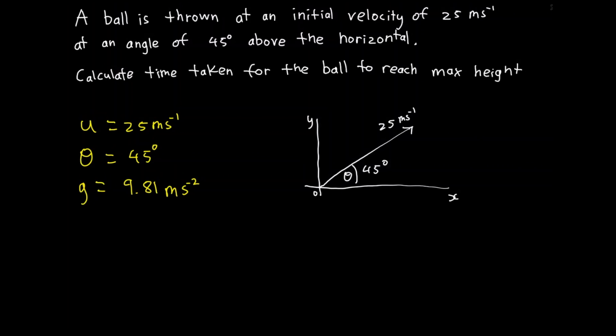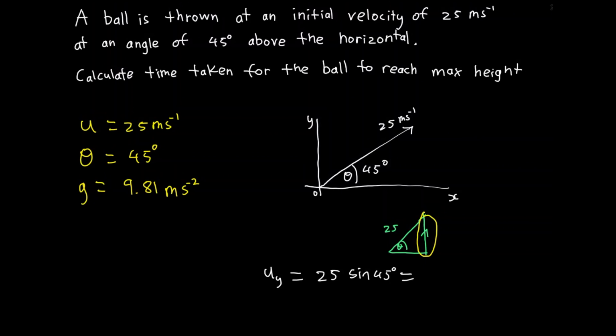So let's find the velocity in the y direction, and the velocity in the y direction is given by this right angle triangle. Let's draw it in green. So this will be 25, that's theta, and this side here is our velocity component in the y direction. And what is this? Well, it is simply 25 sine 45 degrees.